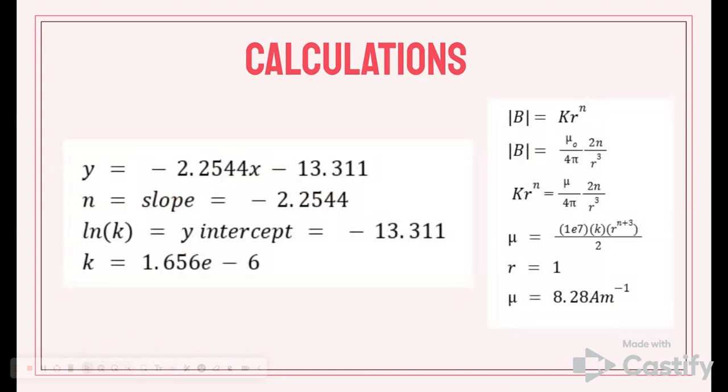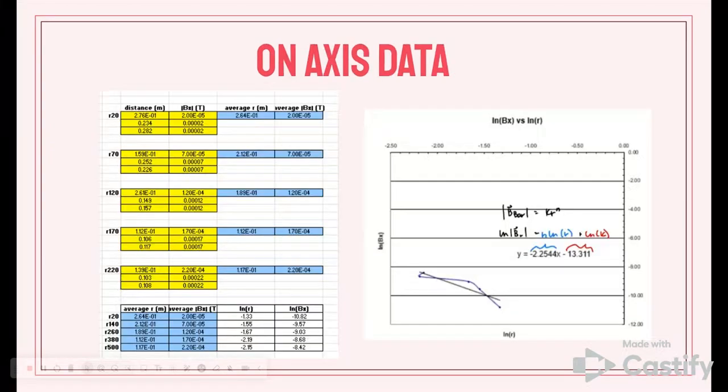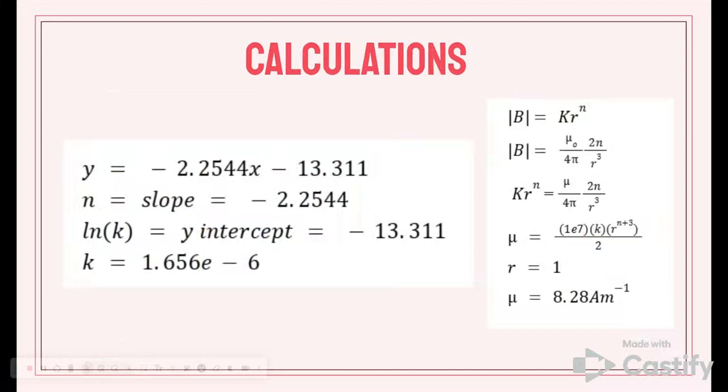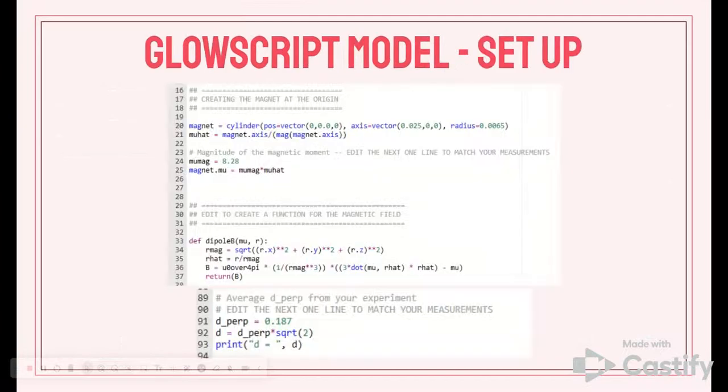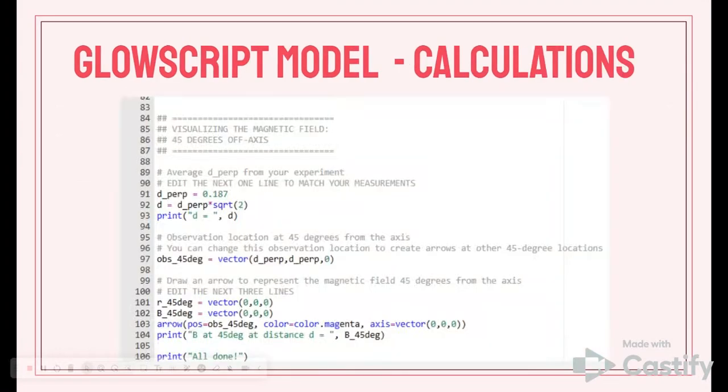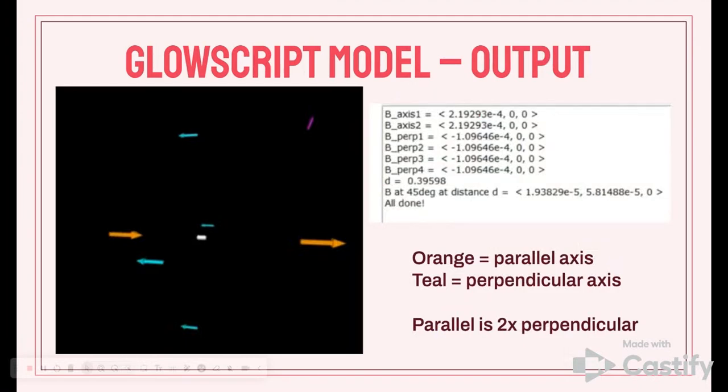And then for our calculations, these are the values that we used that we had found earlier. And then we got the off-axis data as well. Then we computationally derived what the magnetic field would be through these GlowScript calculations. And then this is what we got out.